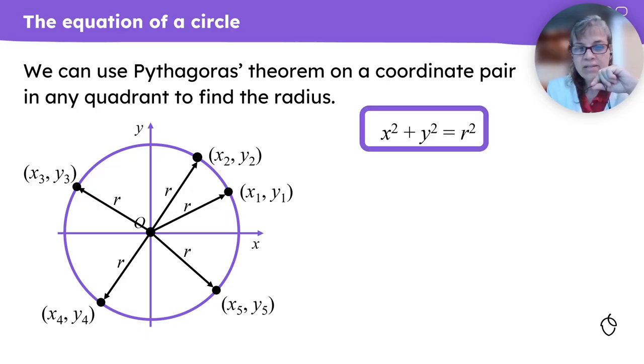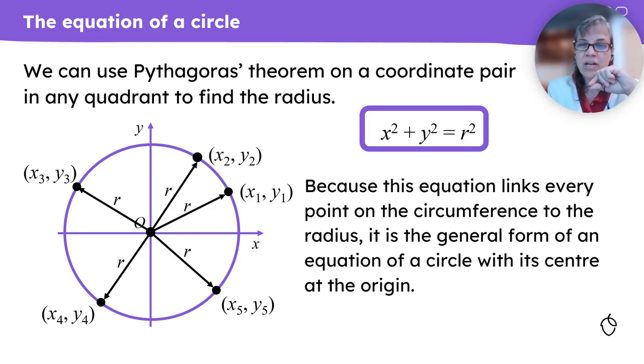This means that any x squared plus y squared is equal to the radius squared. And this is the general form of a circle when the center is at the origin. Because this equation links every point on the circumference to the radius, it is the general form of an equation of a circle with the center at 0, 0. All right, think you can remember that?